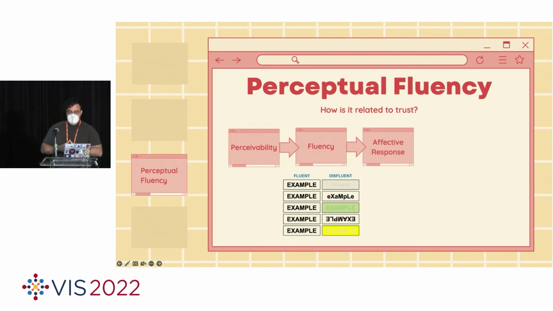So this fluency creates an affective response in the viewer. Generally, fluent stimuli are liked more than disfluent stimuli. And this affective response is associated with trust due to the halo effect. The halo effect is when one trait of a subject is conflated with all of their traits. For example, because a person is attractive, one might assume that they are a trustworthy person.